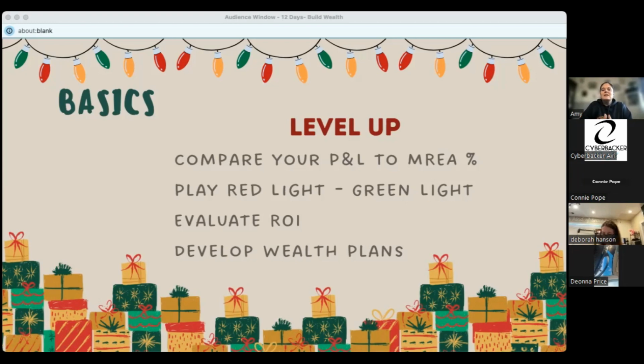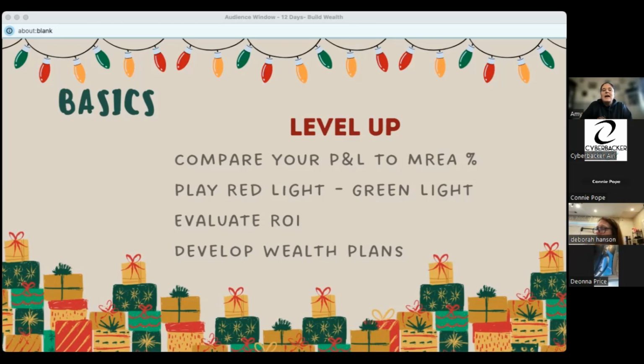In addition, you're going to play red light, green light during market shifts. This is where you review all of your expenses, and you highlight and mark those that you have to have versus those that you can cut, your optional expenses. This helps you stay ahead of the game, and sometimes you may need to temporarily cease those optional expenses.